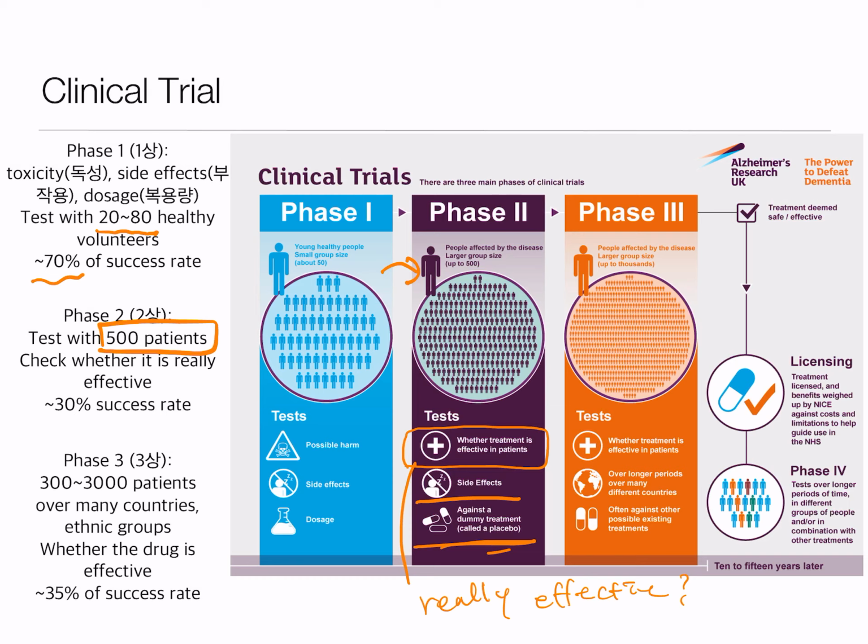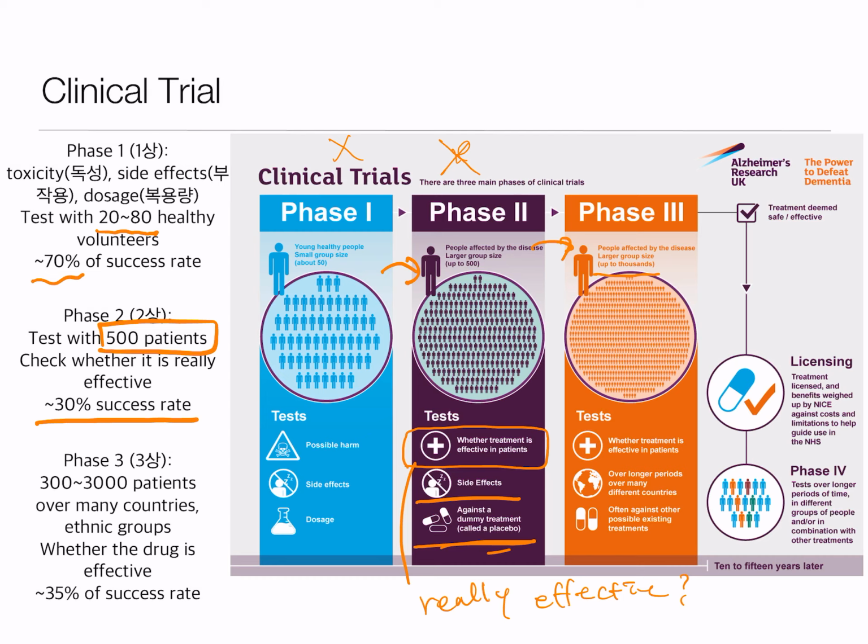And phase 3. The success rate of phase 2 is about 30%, okay? Which means that lots of drug candidates actually fail during the first 2 phases. And after phase 2 is passed, then they go to a larger group of people, up to thousands of people. So it's phase 3.